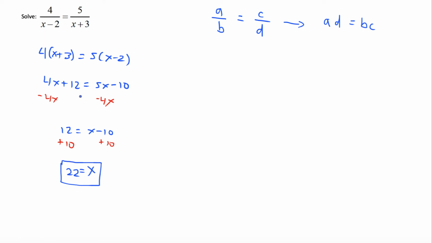Now, we don't need to do this every single time, but you notice when you plug the 22 in here, we don't get a 0 in the denominator, and that's good. So we know that 22 is a good answer, because we've made no mistakes, and we don't get a 0 when we plug it back in.